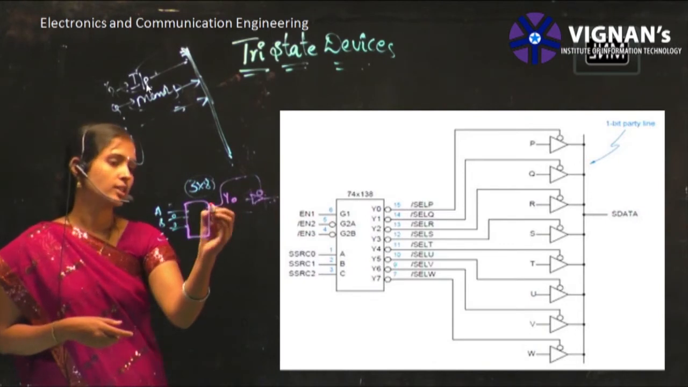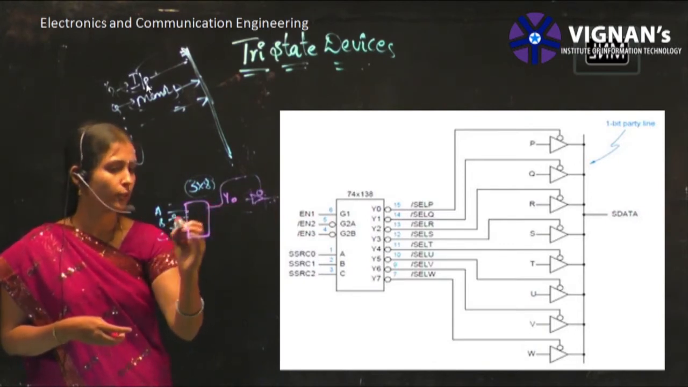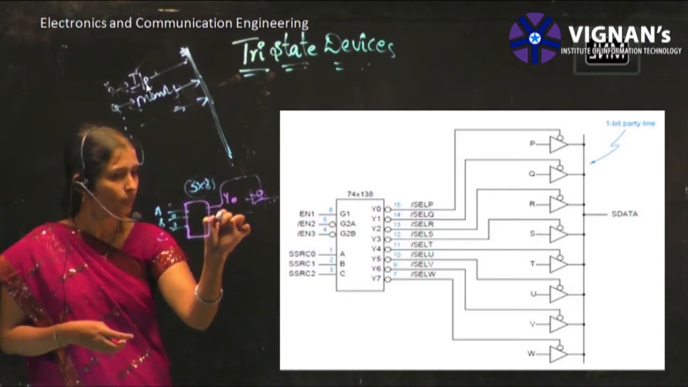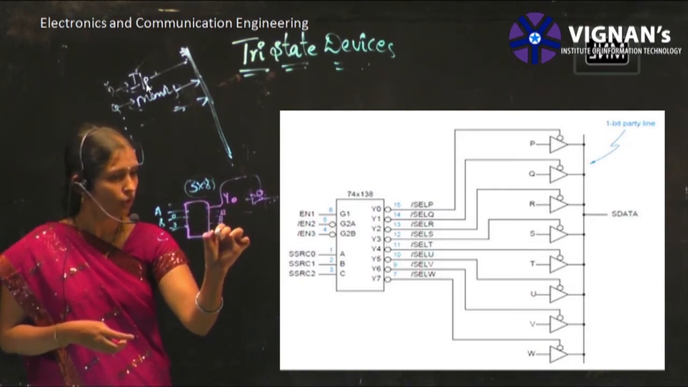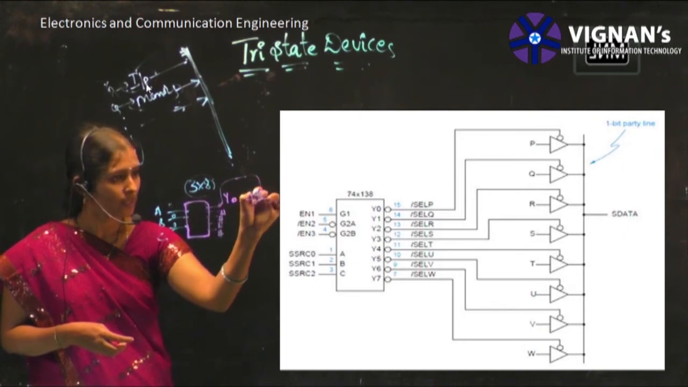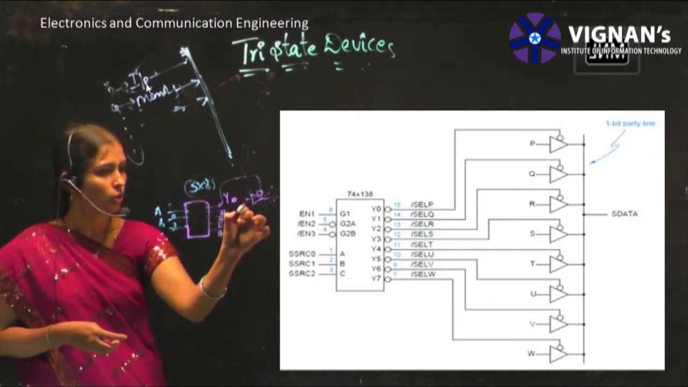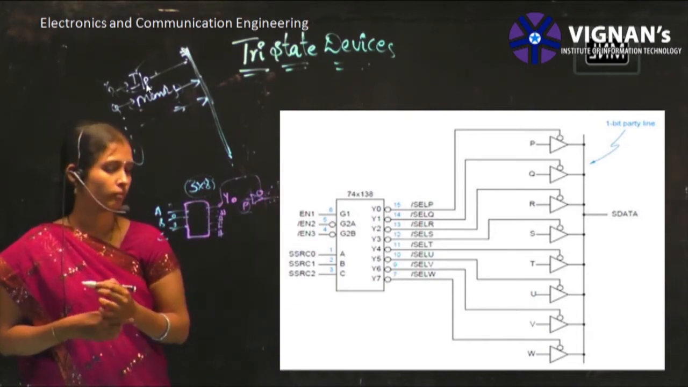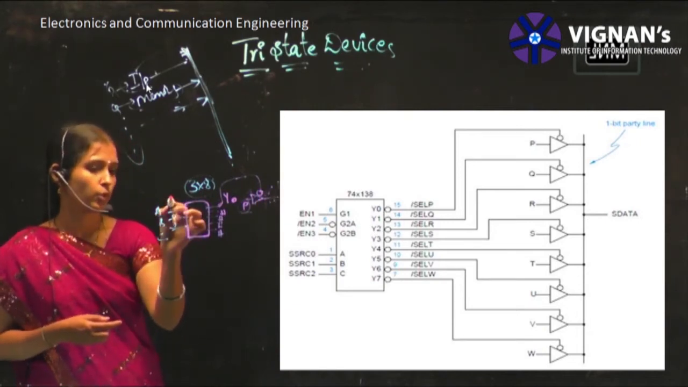Suppose this is active low. As we know that in a 3 to 8 decoder, only one pin will be active low, and all the remaining pins will be in active high state. So as this is active low, what happens? This buffer will be enabled. So whatever be this P input can access this common bus, depending upon your input pins.